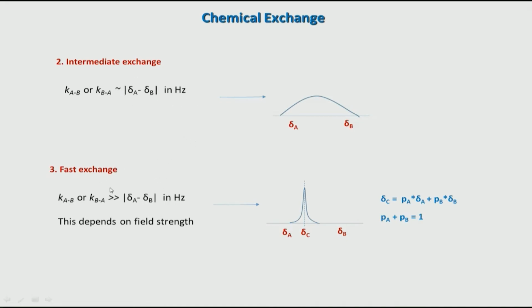Then when you go to the other extreme, the fast exchange, where the rate of exchange is much higher than the difference in the chemical shift value, how will the spectrum look? It will look something like this, where the peaks at A and B are gone, but you now have a peak at an average chemical shift value. And what is that average value? It is the population weighted average. Suppose the population of molecule A was 70% in concentration, and state B was only, let us say, 30%.